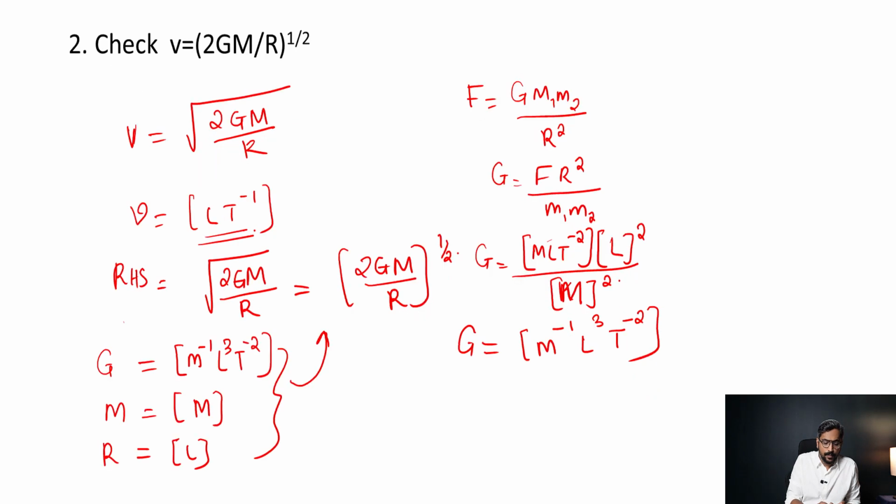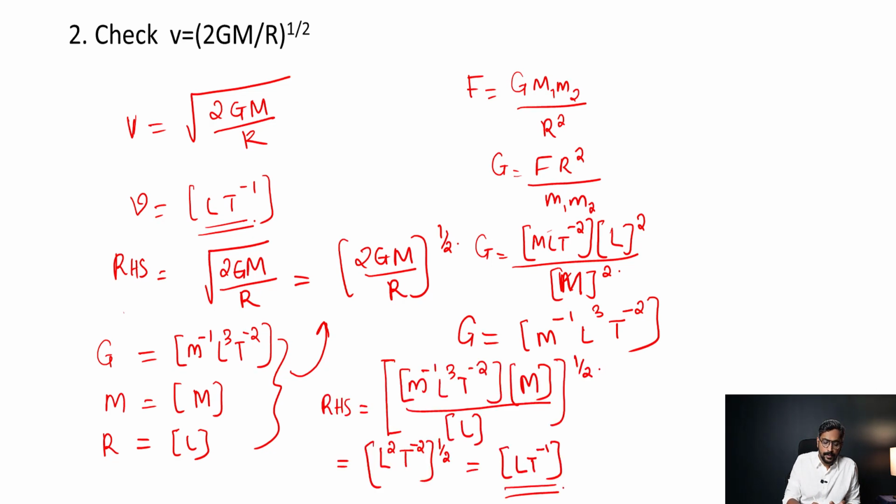Okay, what is the dimension of m? That is mass m. Now what is the dimension of r? It is length L. So that's the case. Now substitute all these three to this particular main equation. Then what will you get? Then you will get RHS is equal to, you're not taking the constant there, we'll just take away the constant. So g will be m raised to minus 1, L cube, t raised to minus 2. Okay, and one m will be there, divided by L.